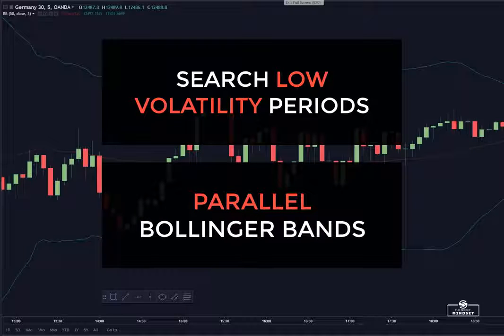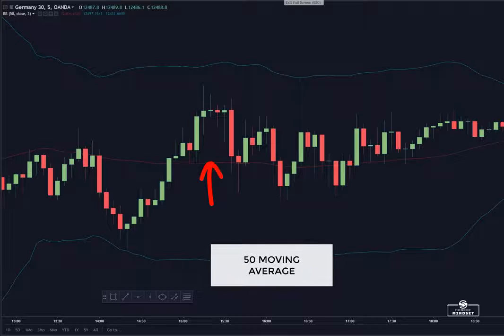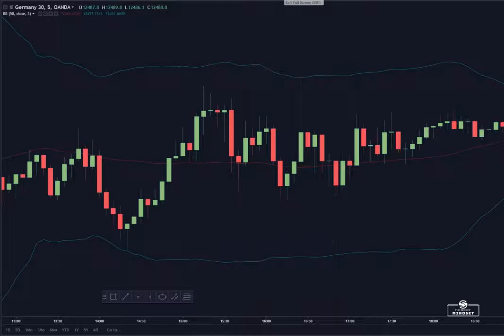The key of this pattern is that we won't use the standard settings of the Bollinger Bands, and we will use a 50 period moving average and the standard deviation of 3, because almost 99% of the price action is contained within the standard deviation of 3 of the Bollinger Bands.